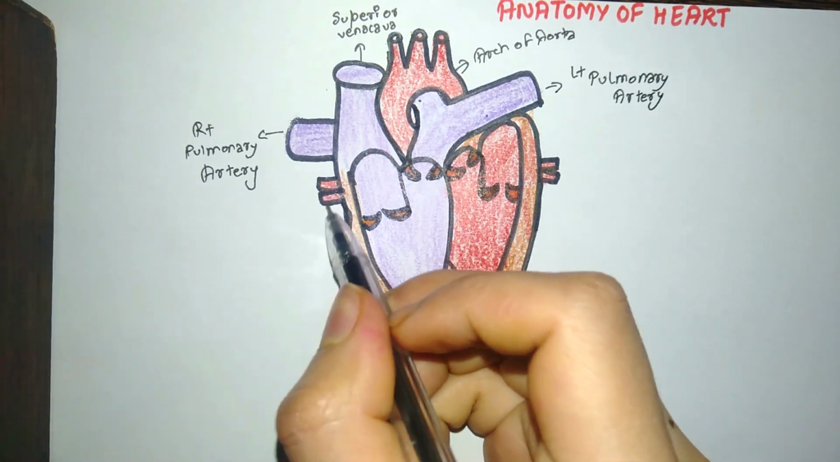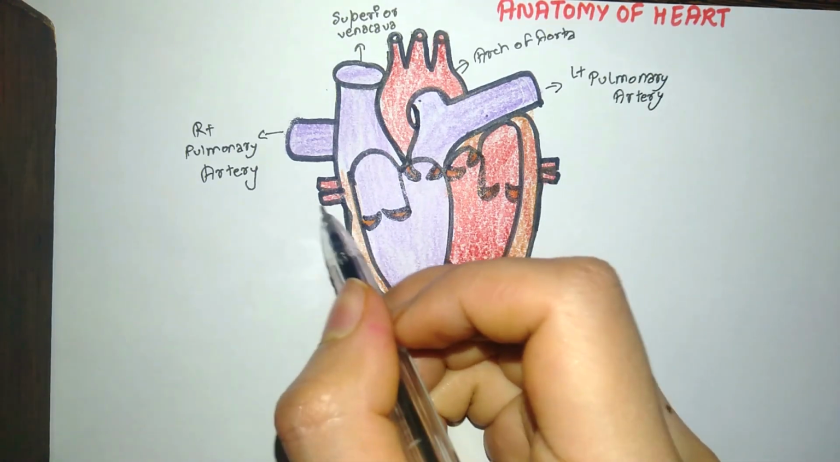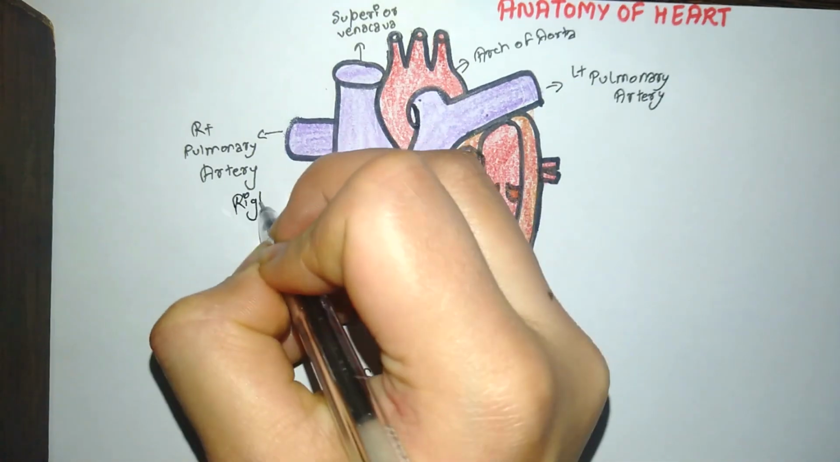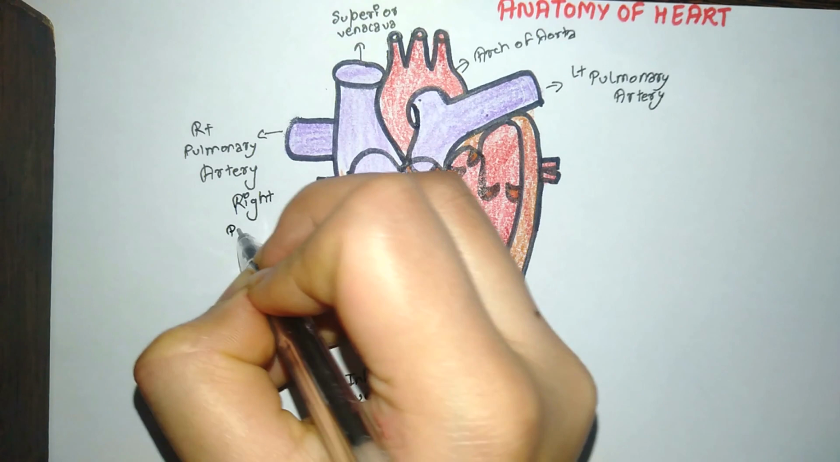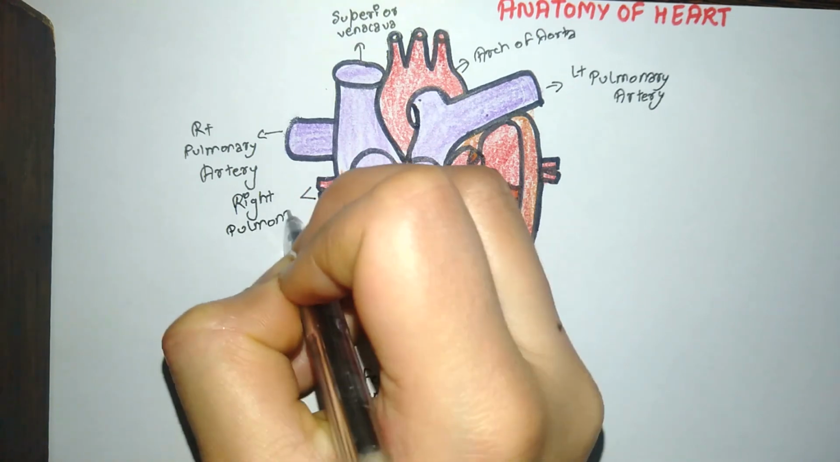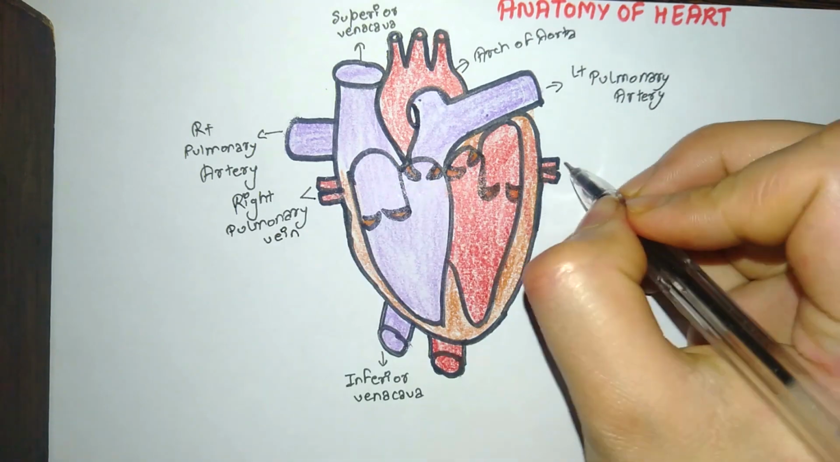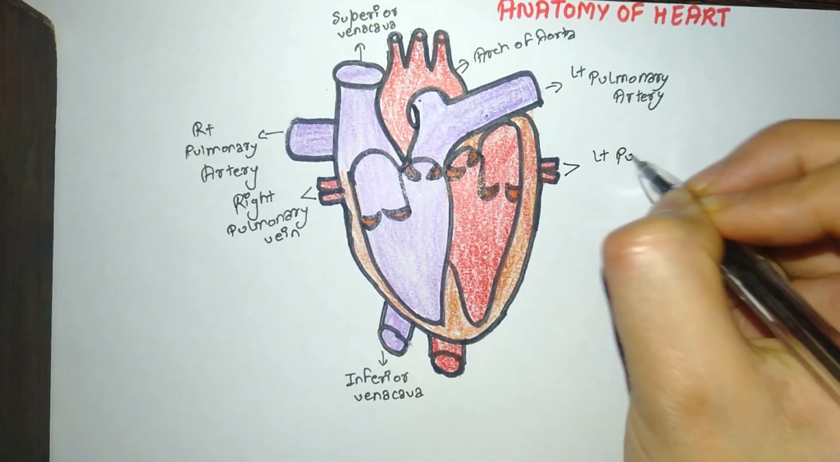And this part here are the pulmonary veins. As it is on the right, it is the right pulmonary vein. And pulmonary veins are the only veins in our body which carry the oxygenated blood, pulmonary veins. And this is the left pulmonary vein.